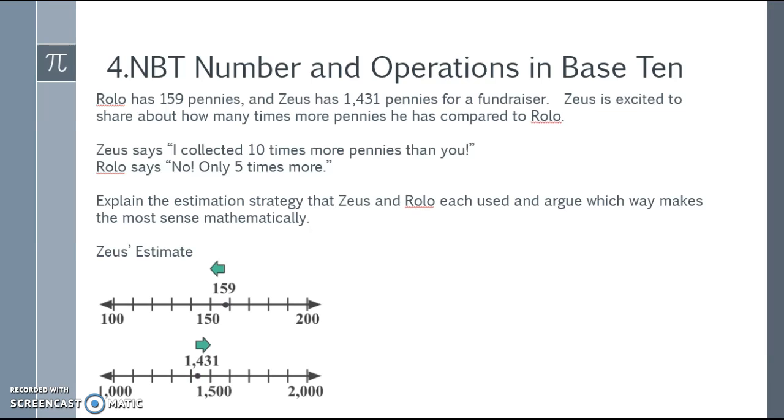Let's look at Zeus's estimation. Zeus estimated that 159 is closest to 150 when rounding to the nearest 10. He also rounded 1,431 to the nearest 100 as well, for 1,500. So he asked, 150 times what gives us 1,500? Easy enough to mentally calculate that 150 times 10 is 1,500. Again, Rollo and Zeus rounded differently, so the number of times they get is also different. Not necessarily wrong, but just different.